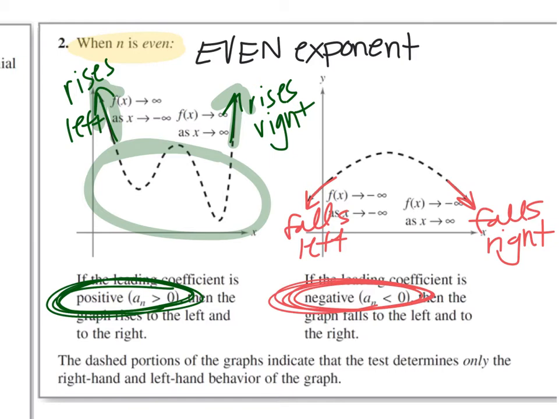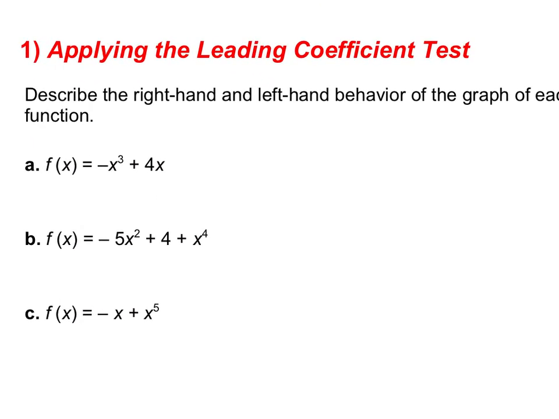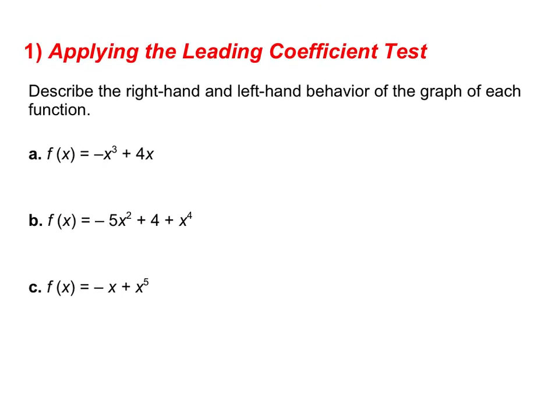So some things you'll be asked is simply what happens on your graph? What's happening on the right-hand side and what's happening on the left-hand side? So let's go ahead and do some examples of those and use these charts to help us out. Number one, applying the leading coefficient test. Describe the right-hand and left-hand behavior of the graph of each function. So your answers are going to be, does it rise or fall?